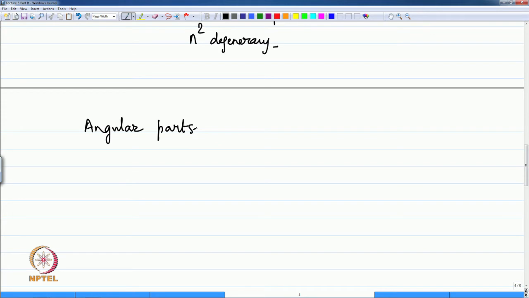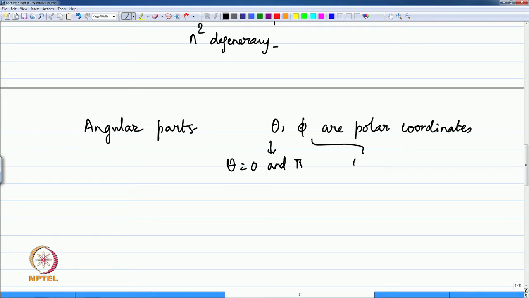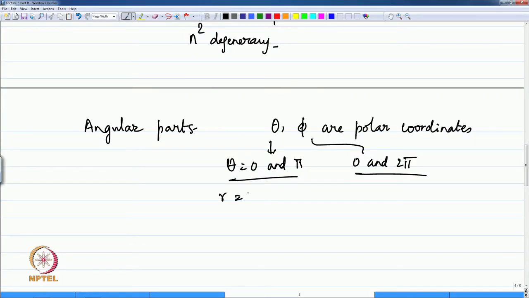Now, remember, theta and phi are polar coordinates, and in a sphere, theta has the limits 0 and pi, and phi has the limits 0 and 2 pi. So, with these variations we can create a spherical surface. These are the maximum values, the range of theta and phi. The radius of course goes from a sphere of 0 radius to infinite radius, therefore, radius goes from 0 to infinity.